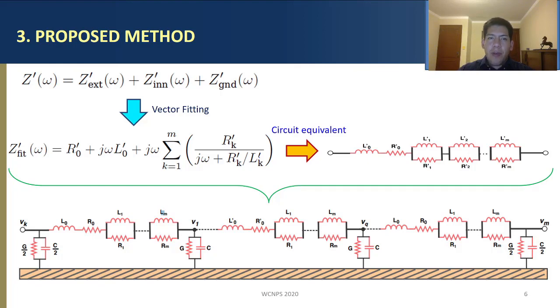To represent the frequency dependence of the longitudinal parameters, we use vector fitting to fit the longitudinal impedance to a rational function. Then the residues and poles of the rational function are associated to an equivalent circuit. This circuit is placed in each frequency-dependent pi section so that the cascade of the frequency-dependent pi sections is the one shown at the bottom of this slide.